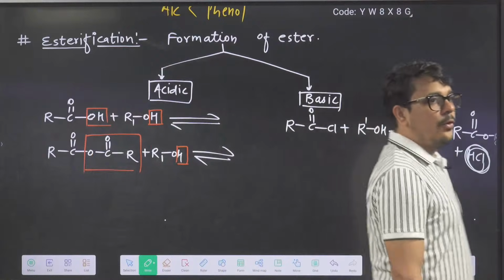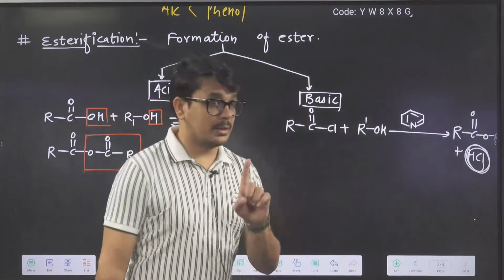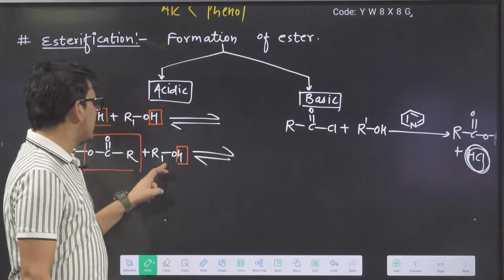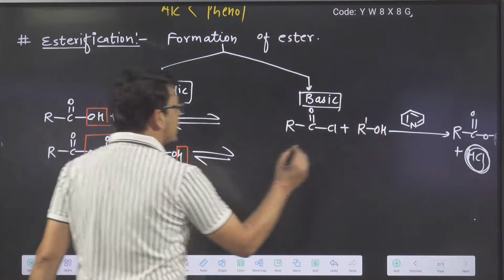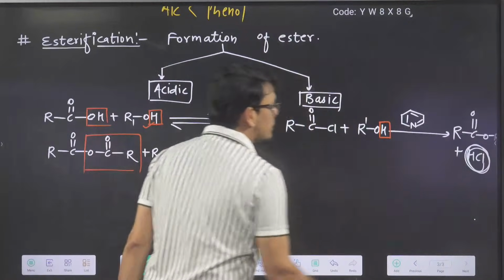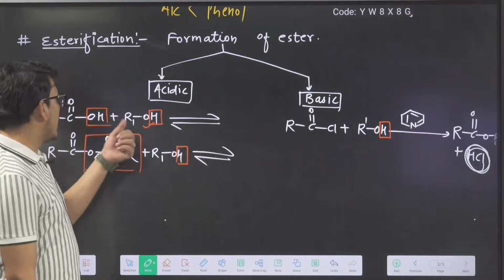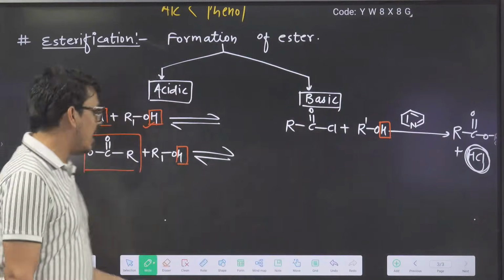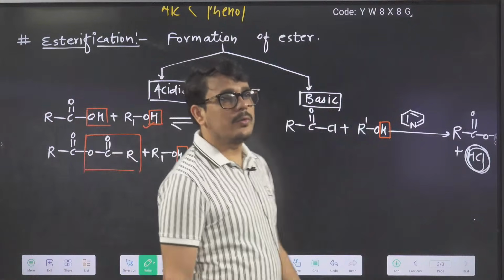One thing is very clear: whenever there is a formation of ester, check, one side alcohol is fixed. And alcohol always uses which part? Hydrogen part. Remaining, if carboxylic acid, then OH; if acid chloride, then Cl; and if anhydride, then we have to remove one unit. Clear to everyone? Yes or no?